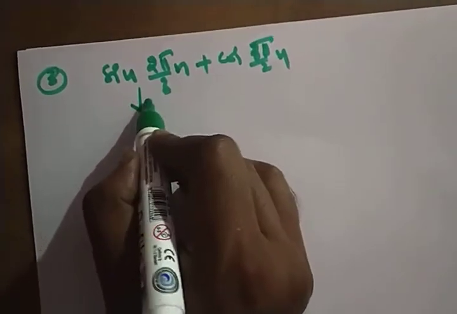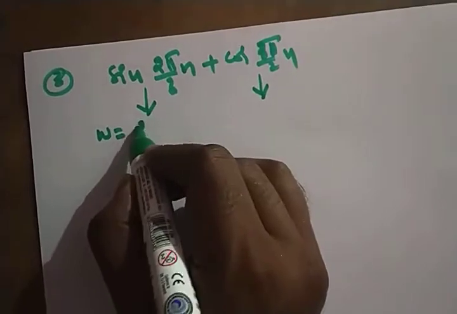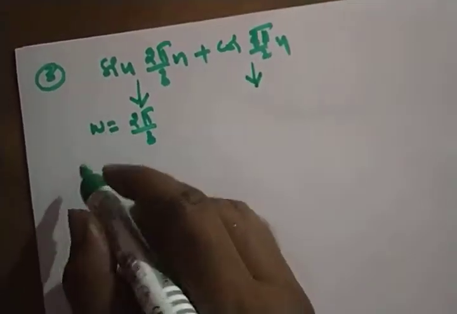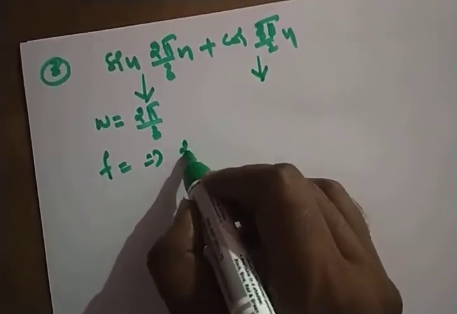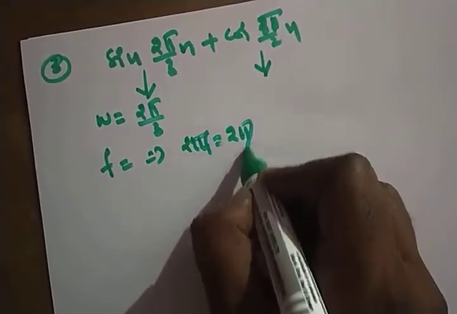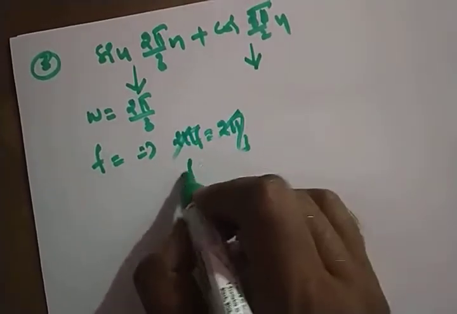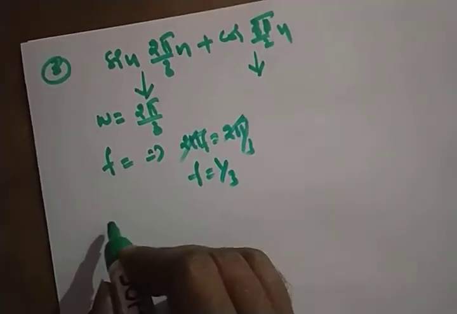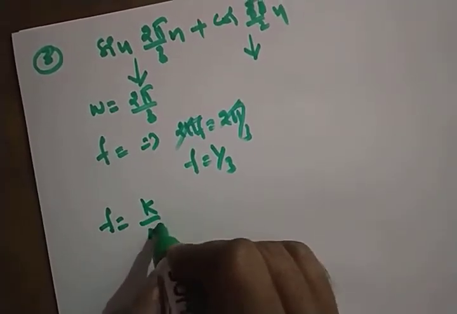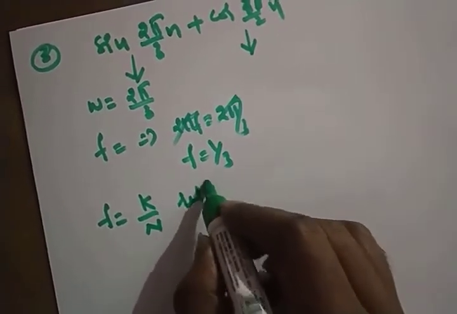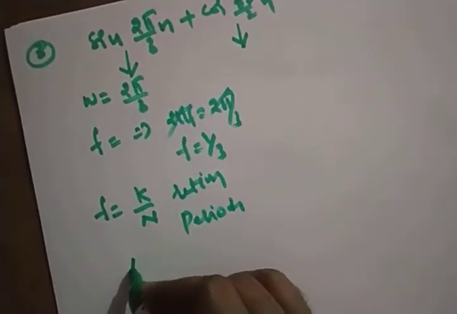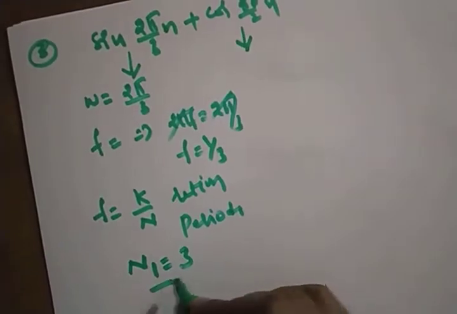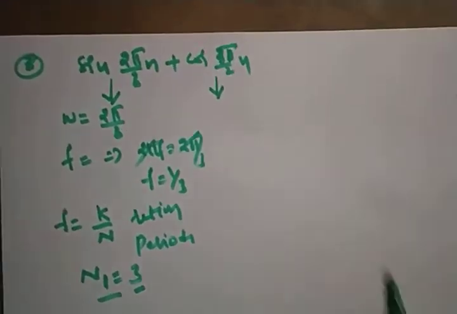First you have to take this one. After that you have to take this one. Here what is omega? 2π/3. So from that, what is f? That means 2πf = 2π/3, so f = 1/3. You know f = k/N. Is it rational or irrational? Rational. So periodic or non-periodic? Periodic. What is the period? N1 = 3. You got N1 is 3. Correct? And again this one.